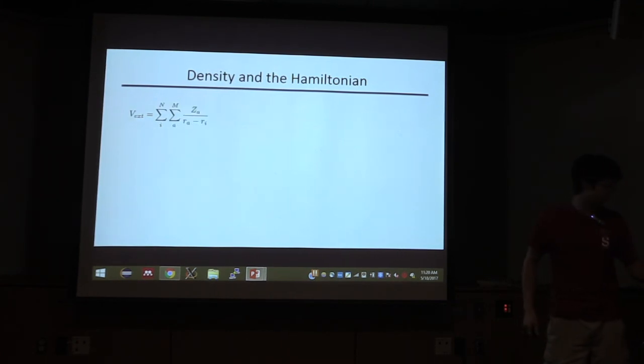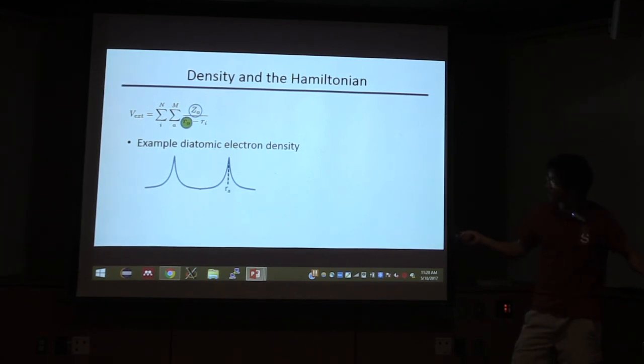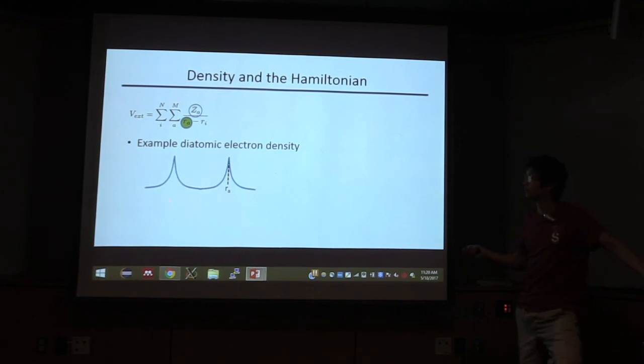All right, so I've just put up the nuclear potential again. These are the two variables that we're interested in. I also put up a cartoon of a diatomic electron density. And just like Cody mentioned, there are cusps. So it's kind of obvious that from the location of the cusps, you can probably get the location of the nuclei. What is not so obvious is that you can also obtain the nuclear charge.